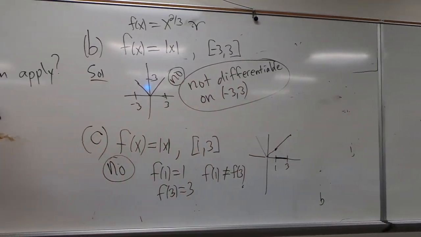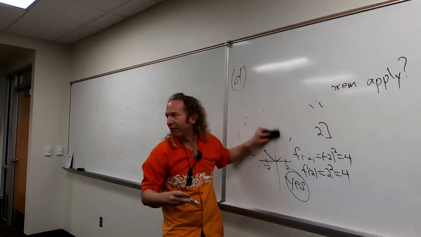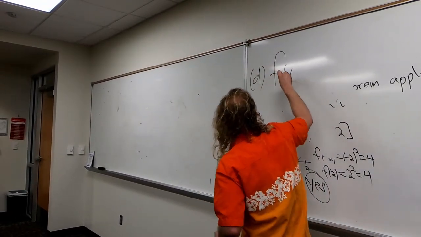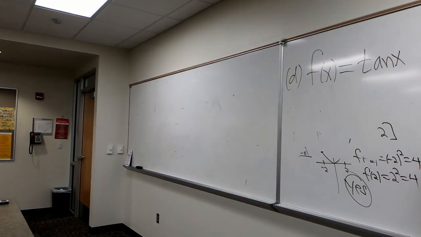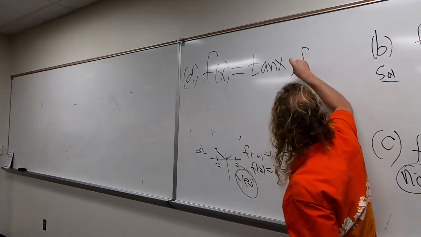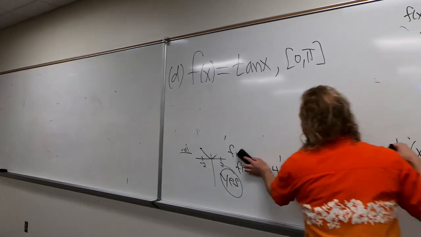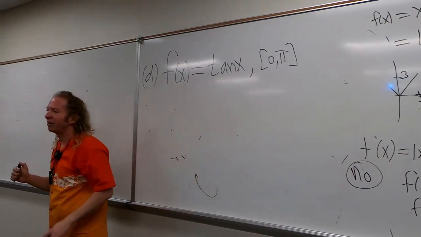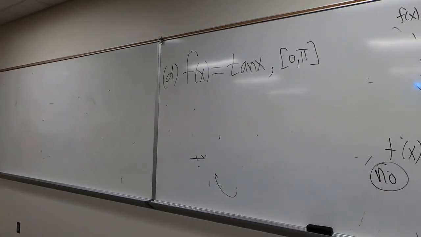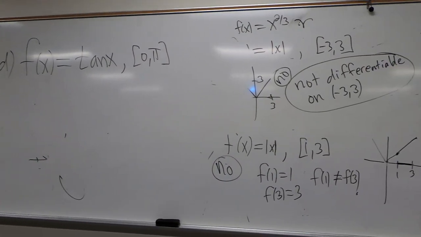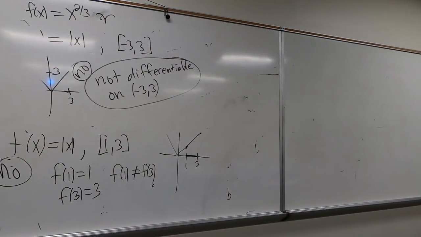A, B, C, D. How about this one? F of X equals, how about trig? People love trig. Tangent of X on 0 pi. There's a bunch of answers for this one that would be correct. So you think it's yes or you think it's no? It's no, so no.